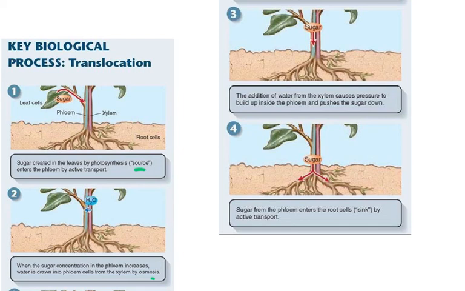Number four, sugar from the phloem enters the root cells, which is the sink. The sink is the user. So provider and user, by active transport. So basically translocation is the movement of sucrose and amino acids in the phloem from source to sink. Source can be a leaf, source can be any green part, sink could be any non-green part. Even the white part of a variegated leaf will be a sink. A white flower will be a sink. A red flower will be a sink.